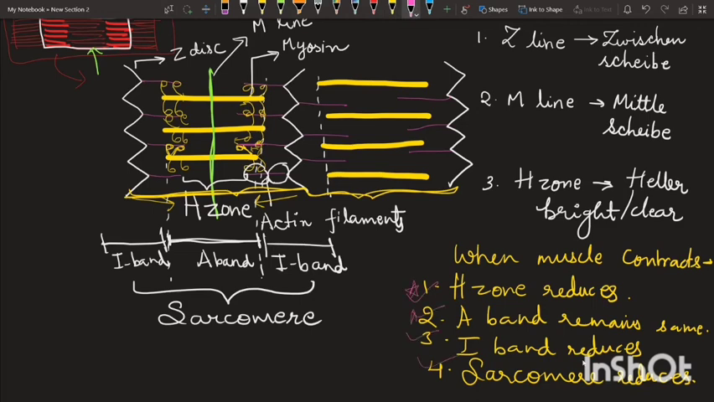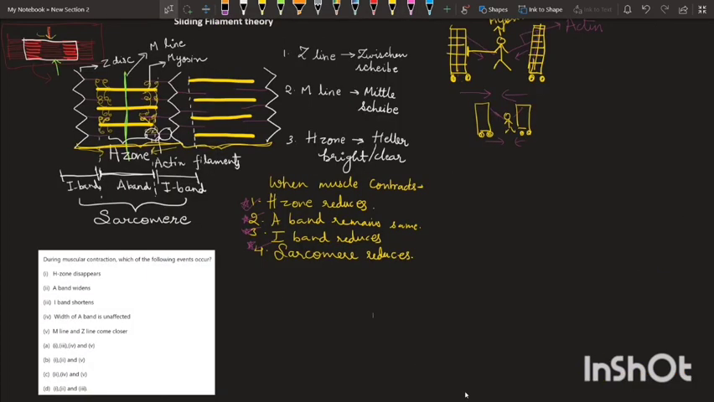Okay, so these 4 points are super duper important. Many times questions have been asked from this part, that during a muscle contraction, what will happen to H zone, what will happen to A band, what will happen to I band, and the sarcomere. So I hope this topic is clear to all of you. Okay, so now let's do a previous year question based upon this concept. Let's see if you're able to do this or not.